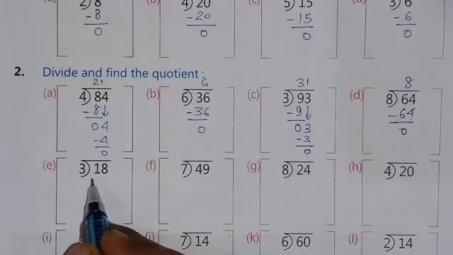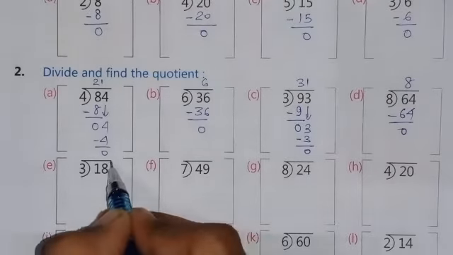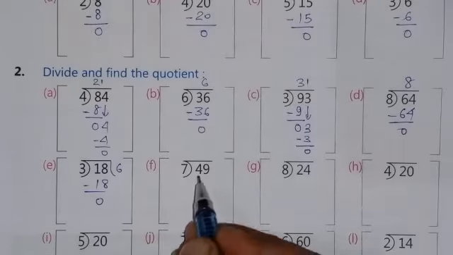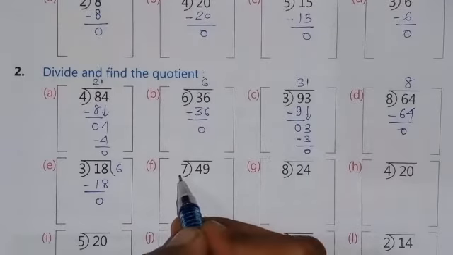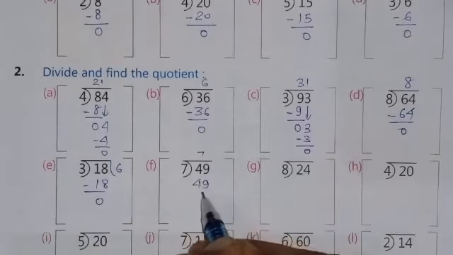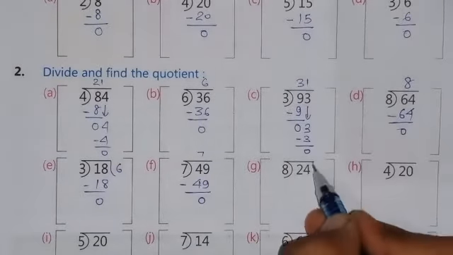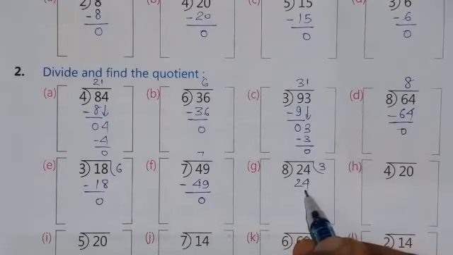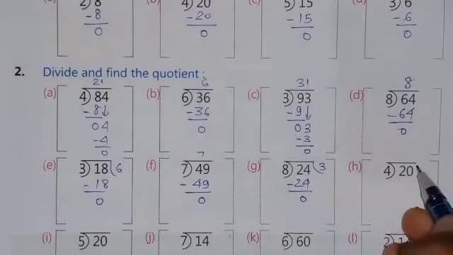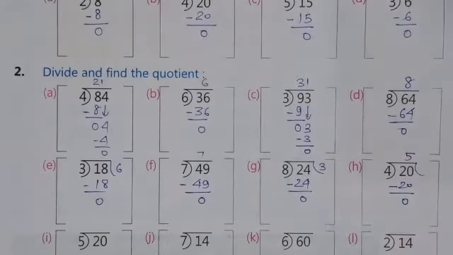Again we have to divide 18 by 3. So in the table of 3, 18 comes 6 times. So we have to write 6 here. 3 6s are 18. On subtracting you will get 0. Now we have to divide 49 by 7. So in the table of 7, 49 comes 7 times. 7 7s are 49. On subtracting you will get 0. In the table of 8, 24 comes 3 times. So 8 3s are 24. On subtracting you will get 0. And in the table of 4, 20 comes 5 times. So 4 5s are 20. On subtracting you will get 0.